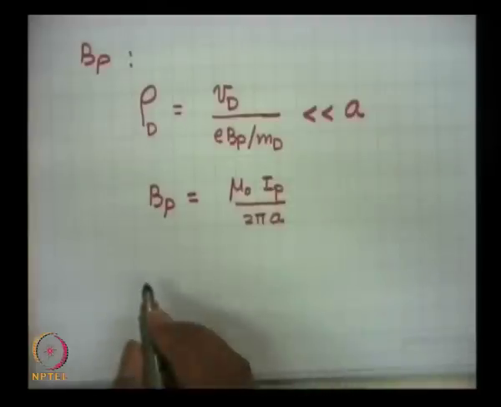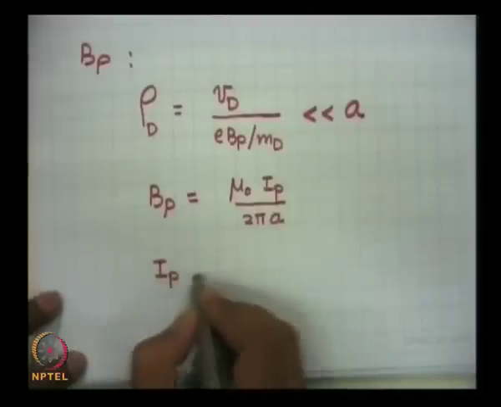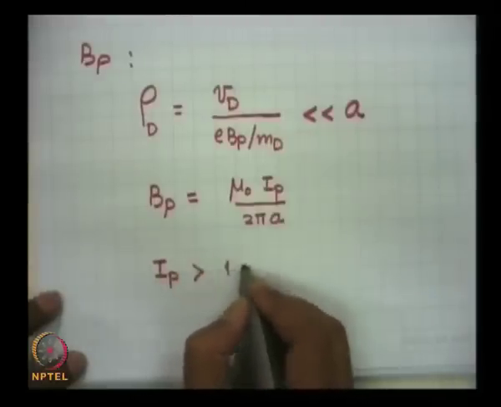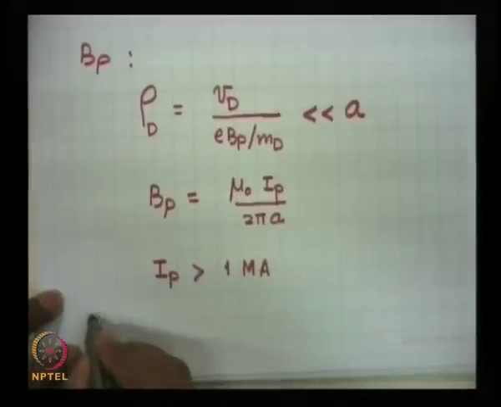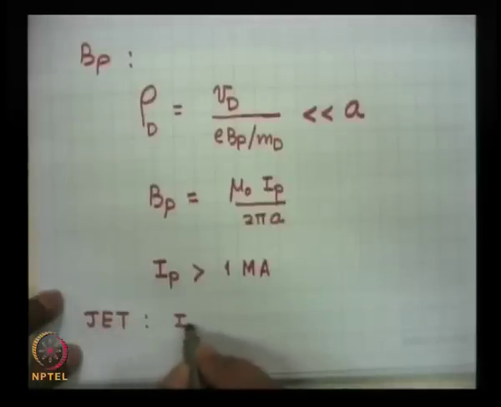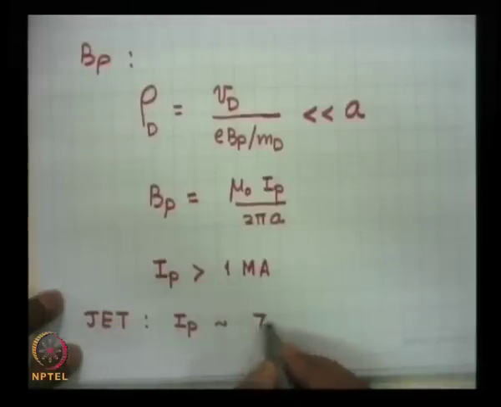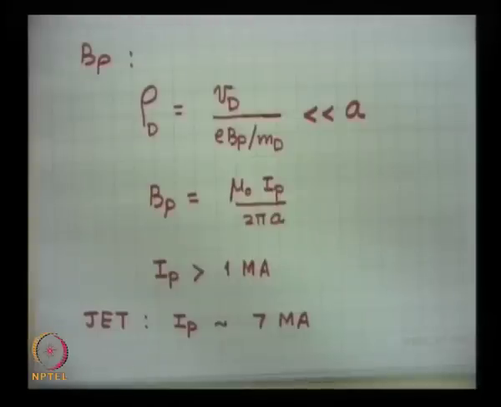So if you put these numbers in there, what you really require is a current in excess of 1 mega ampere. The Joint European Torus tokamak, called JET, had a current I_P of the order of 7 mega ampere. So we are really requiring a very huge current in the plasma. Several mega ampere of current we require to produce adequate poloidal magnetic field to achieve plasma confinement.